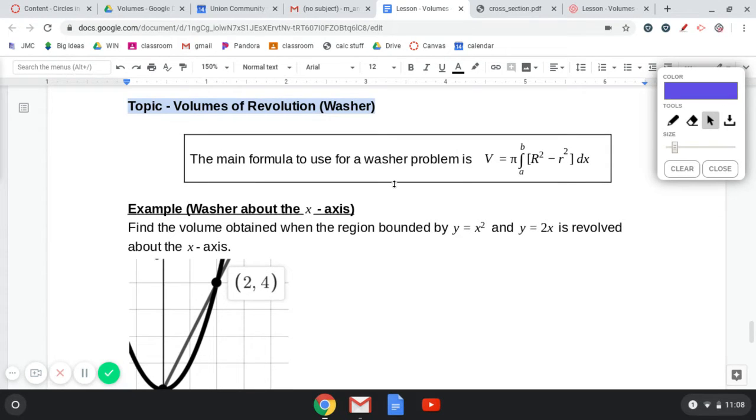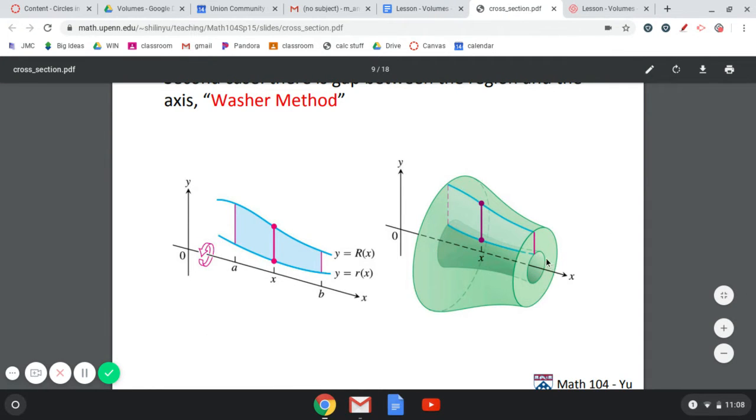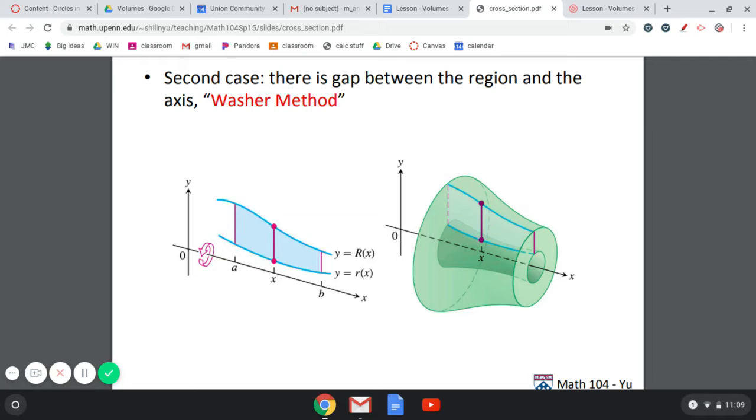the main formula to use for this washer problem is, it's called a washer because if you know a washer, it's what it looks like. It's like a figure with a hole in it. So if you slice this up into different sections, you get a whole bunch of different sized washers. The area of each of these washers is the integral of the area using your larger function as a radius, minus the area under your lower bound function. So it's a lot like finding the area of the region, but now we're finding the volume of it.